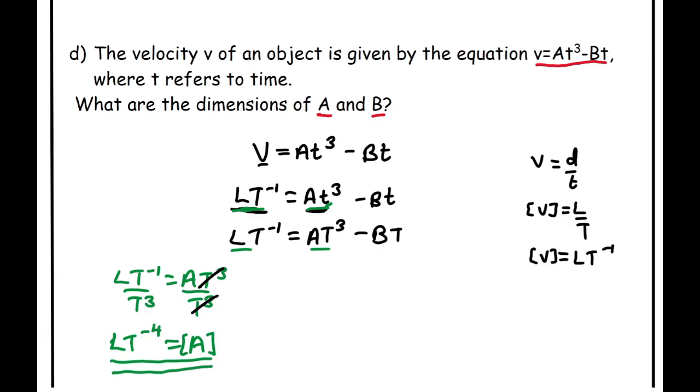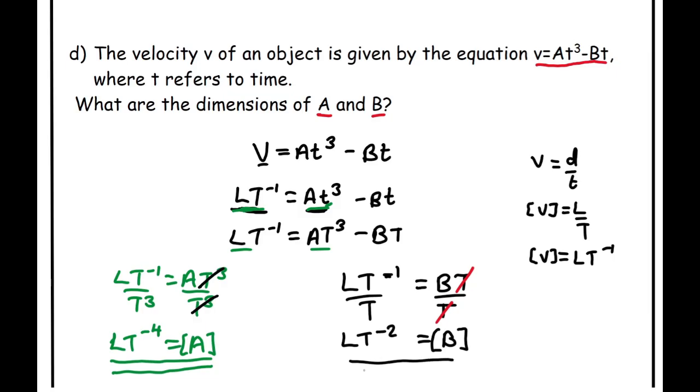The dimensions of B, we equate LT to the power negative 1 to BT. We do the same thing. We divide both sides by T. Cancel T this side, cancel T. We remain with, on this side, this becomes LT negative 2 is equal to B. And there we have it, the dimensions of A and the dimensions of B.